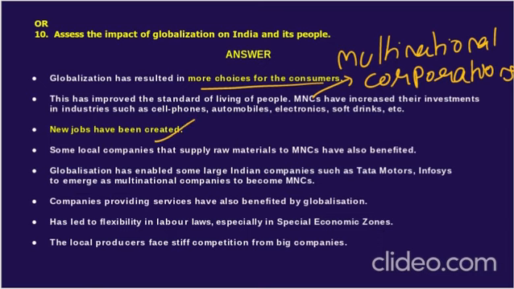Even new jobs have been created. When globalization is there, more choices are to be given, so new jobs are also to be given, so that many people can come, join, and do the work faster. Some local companies that supply raw materials to MNCs have also benefited, because the more the work in these MNCs, the more raw materials they will take, and more profit to the local companies also.